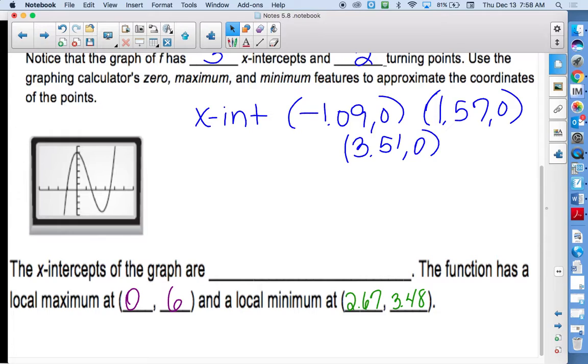Questions? Questions with the calculator, getting an x-intercept or a max or a min. Was anybody not able to get those? So we're going to skip the problem at the bottom and look at the little word problem on the back.